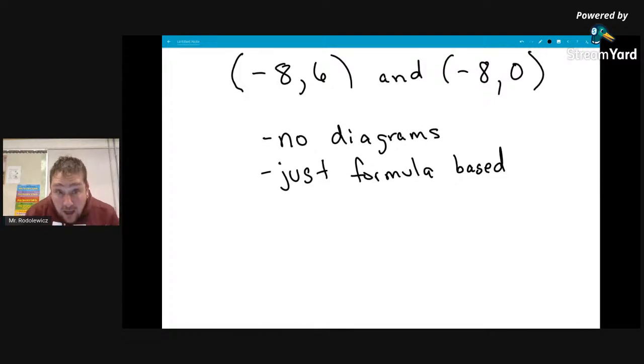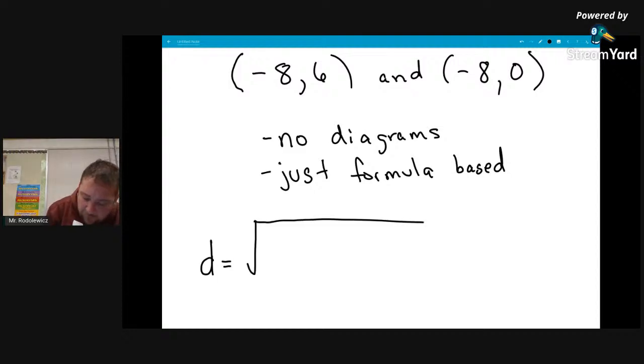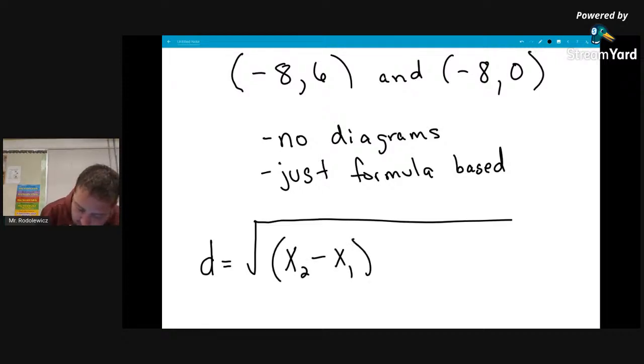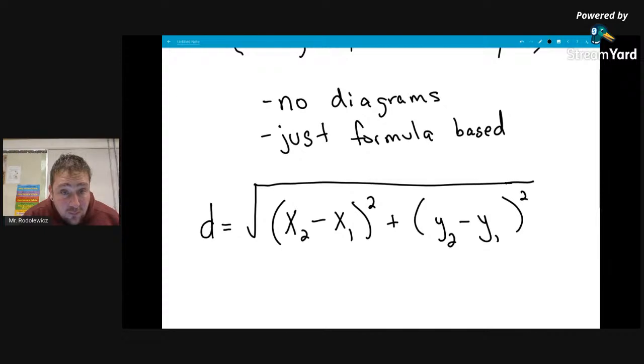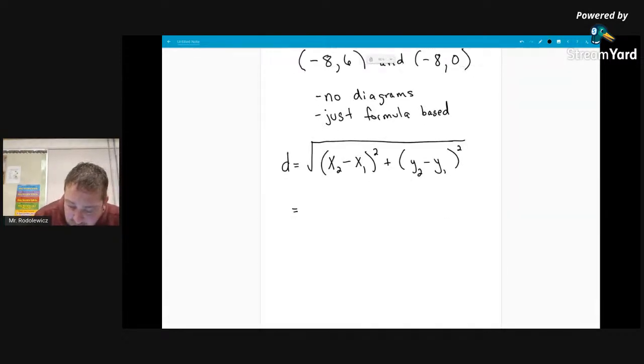All right, so in this way, no diagrams, just formula based. The distance between these two points, I'm going to write the formula. In my mind, though, I know better. I know where the formula comes from. It's run, which is x2 minus x1, squared, plus rise, which is y2 minus y1, squared. All right, so it's really the Pythagorean theorem in disguise. We're going to substitute in the values.